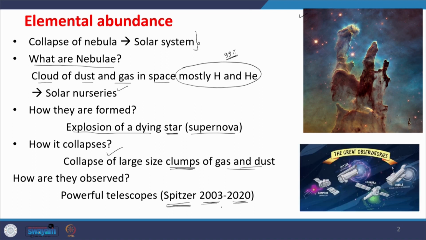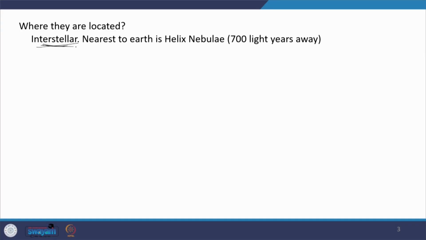Okay? And we have the Compton Gamma Ray Observatory, the Spitzer Telescope, the Chandra Observatory, and the Hubble Telescope. So, these are the different facilities which helped us to observe the nebula and stars. Where are they located? I mean, what is the site of this nebula? As I said already, interstellar, that means between the stars. So, that is why sometimes you can use the word interstellar medium, ISM.